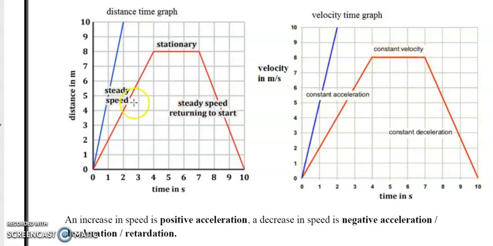This is the same as this line here and this line here. Okay, right. And then when it's going down like this here, it shows constant deceleration. So going up is constant acceleration, going down is constant deceleration, and when it's a straight line like this, it's constant speed. So these are things that you need to know.